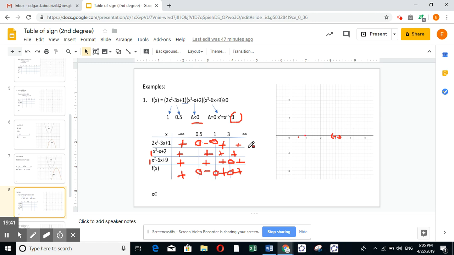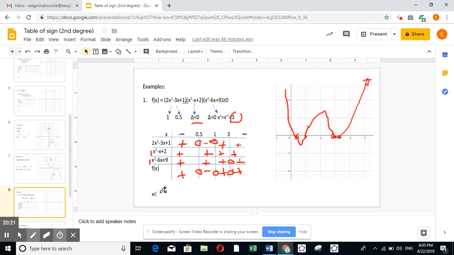Let me start. Before 0.5, the curve is coming from up. Then it reaches 0.5. Suppose this is the 0.5. Then it continues down, then at 1 it goes up, then it goes back to 3, but 3 is tangency, then it continues. As you can see, to the left of 3 and to the right of 3 it's also positive, it continues up. So here I have a point of tangency, and if I want it bigger or equal to 0, this will be the part, this part also till the end.